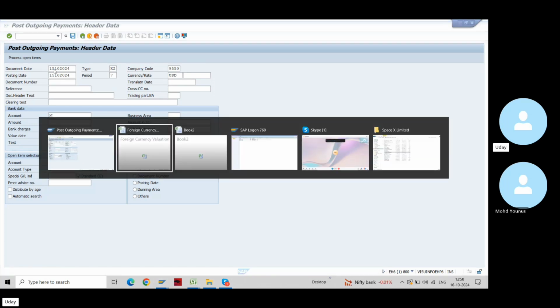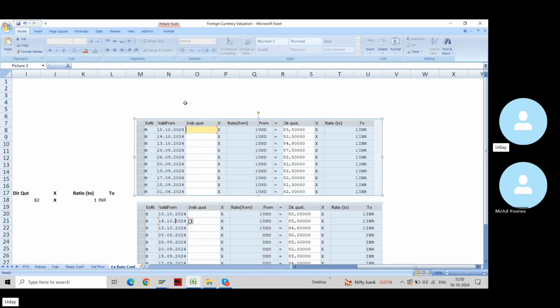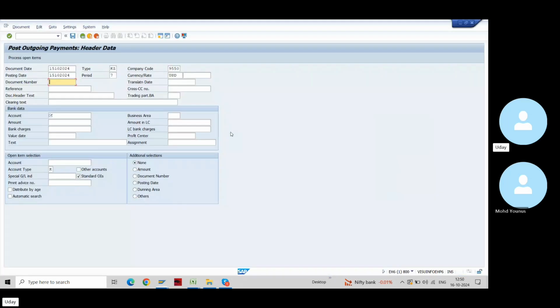As you can see here, for example, today is 16th October. If I have not updated on 16th October, whenever I'm making any transaction, it will pick this rate because my last updated rate was on 15th October. So for example, I'm making the payment on 15th October. It will be picking the same rate.